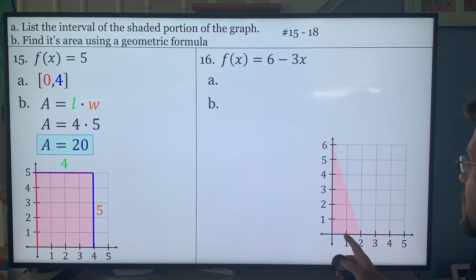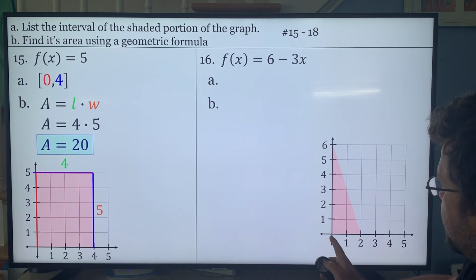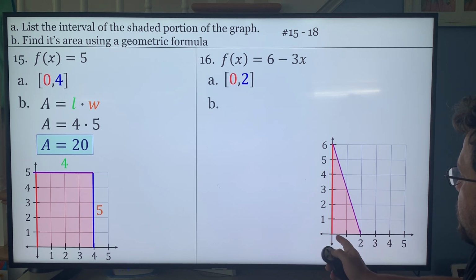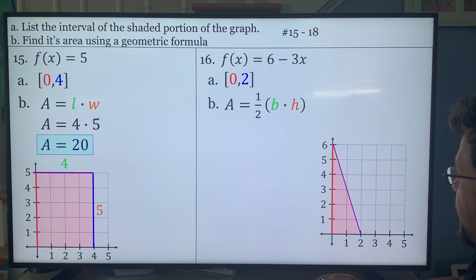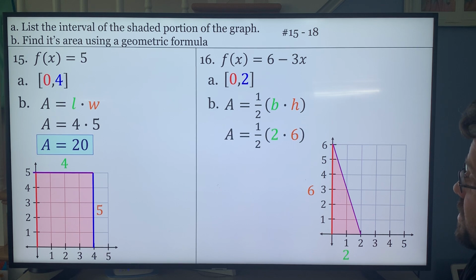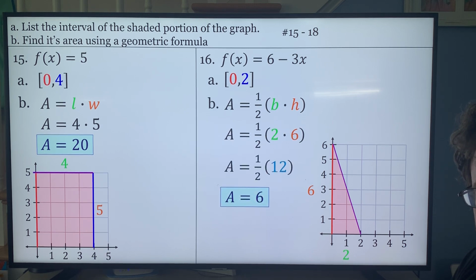All right, 16. What type of shape is this? Triangle. So our start point is 0 and our end point is 2, so we're going from 0 to 2. The triangle formula is half the base times height. Base here is 2. The height here is 6. Half of 2 times 6 is half of 12, which is 6. Those are easy, weren't they?